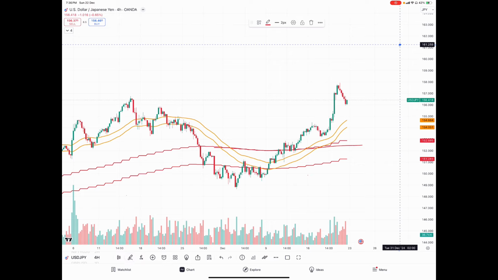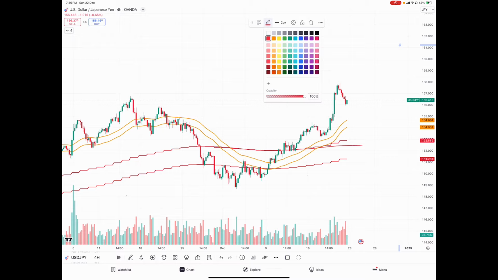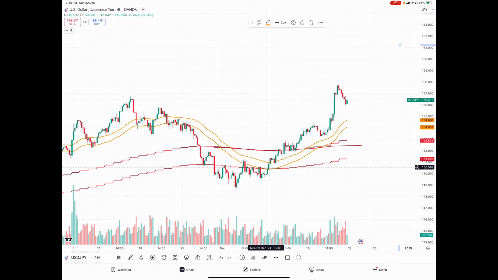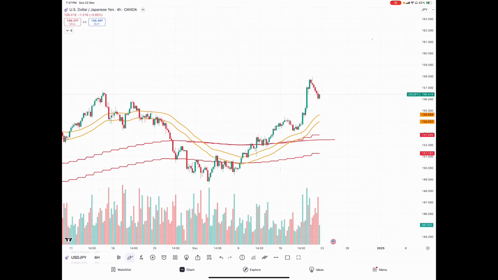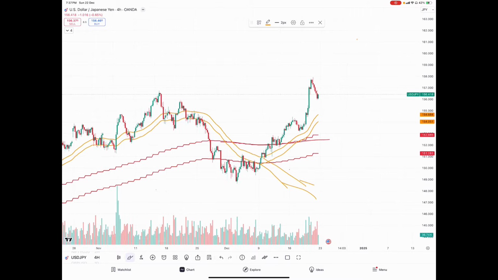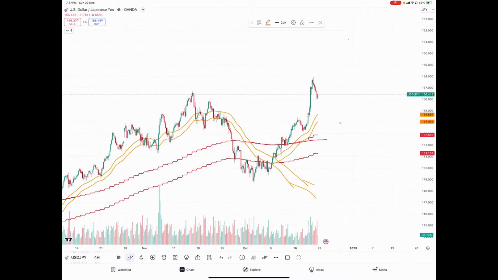But if you see here, the bearish momentum did not continue. That is because the orange lines you see did not break the red lines. If it breaks, then the bearish momentum would have continued. I'll show you a few more examples in the same chart.